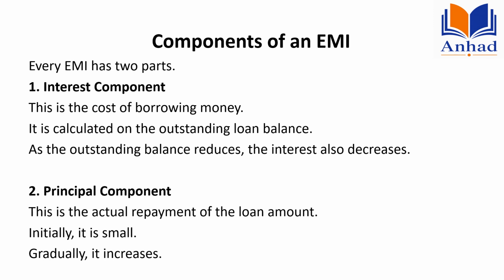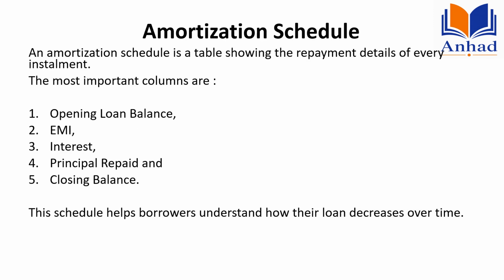Now we come to amortization schedule. An amortization schedule is a table showing the repayment details of every installment. The most important columns are opening loan balance, EMI, interest, principal repaid and closing balance. This schedule helps borrowers understand how their loan decreases over time.